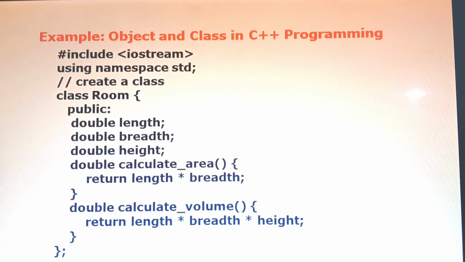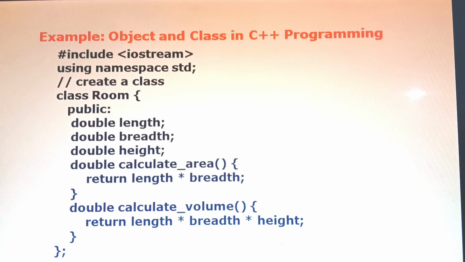Class name is room. Give the variable name one by one: length, breadth, height, double. Okay, double is that type. Then we have declared like a public mode. Once we declared in a public mode, outside the class or in the program, anywhere on the function, we can use these variables. Okay, if it is private, there only we can use, but outside the class we cannot use it.